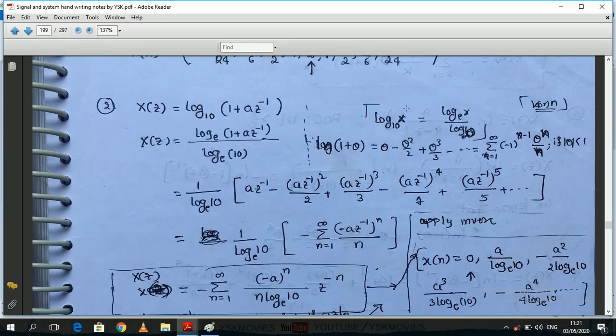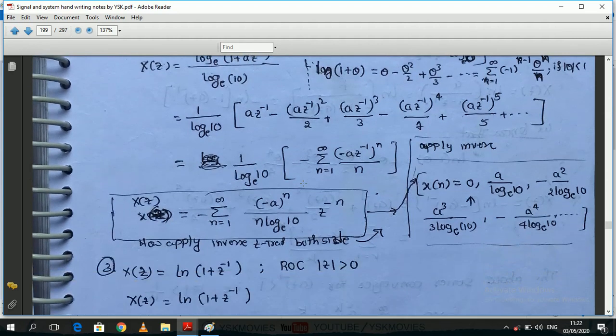So log base 10, there is a formula. Log x base 10 is nothing but log x base e over log 10 base e. So this is the formula for expanding log x base 10: log e of 1 plus a z inverse, and log e 10. So you just put it in common and expand them like this, and finally we got the answer like this.